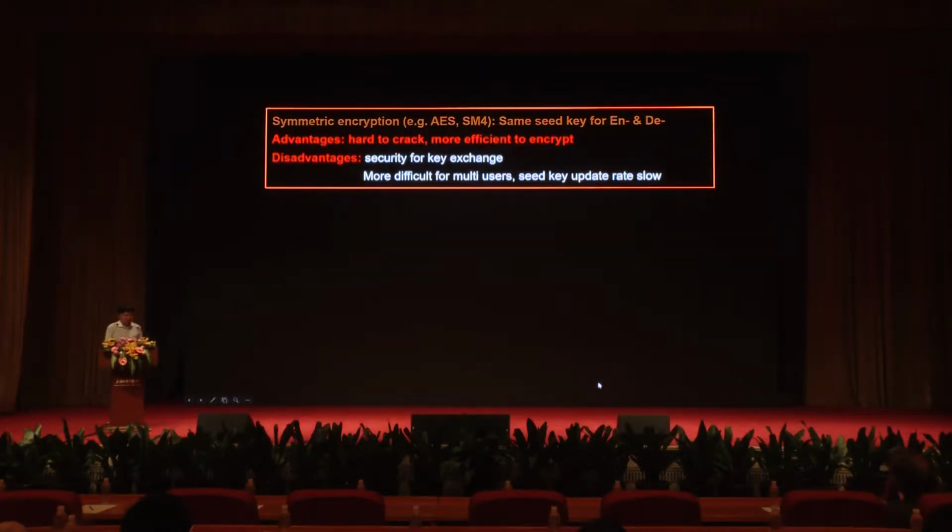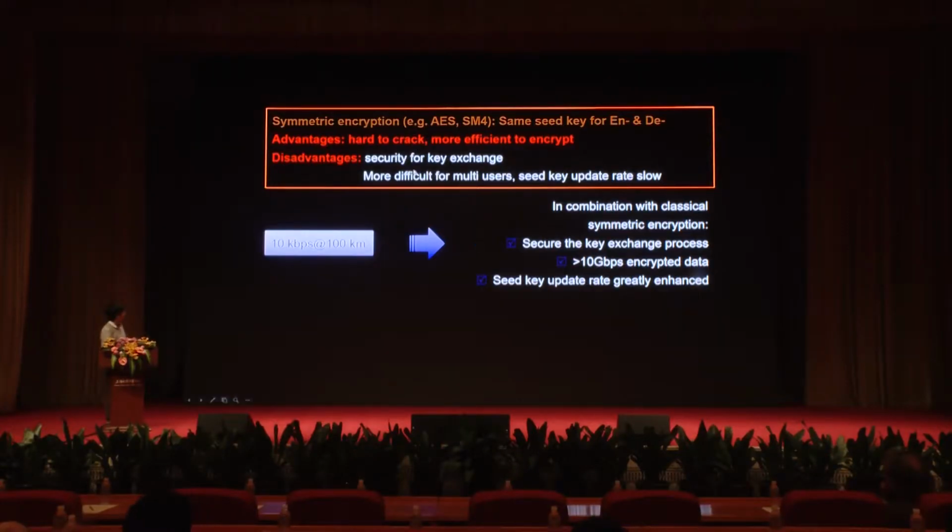But as I said, in the beginning, symmetric encryption has the advantage of being harder to break, but the problem is that it requires a seed key exchange, which causes a security problem. Also, using RSA to exchange the key, if you use RSA 3072, it's really slow. Now we have 10 kilobytes at 100 kilometers, which is still not so useful for the one-time pad. Normally we have data at a gigabyte or even higher rate.